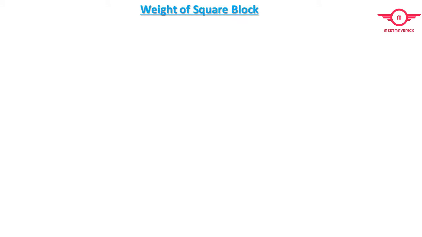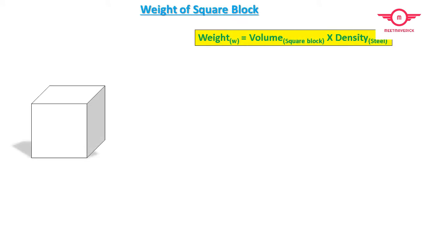So first, we will calculate the weight of a square block, which is very simple. Weight is equal to volume into density, where the volume of a square block is the multiplication of three sides' lengths. So the weight of the block is L into L into L into density, which is 7850 for steel.